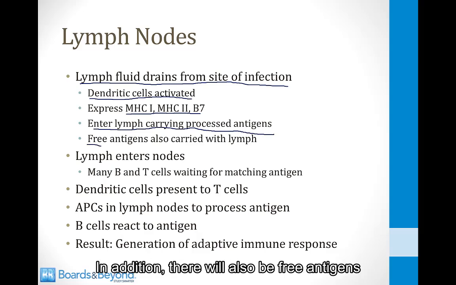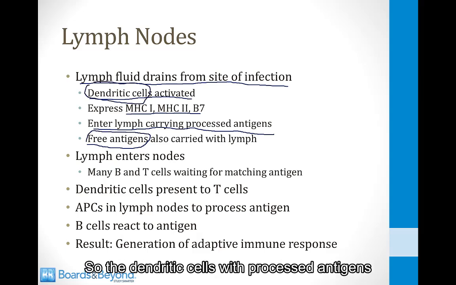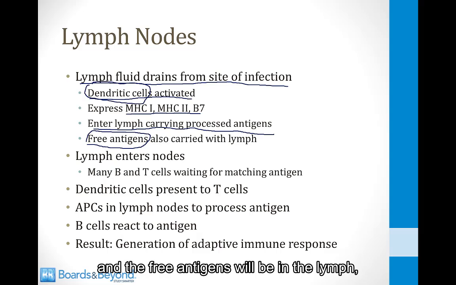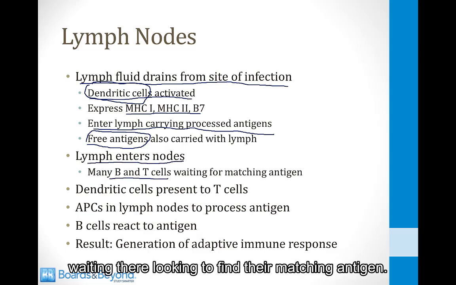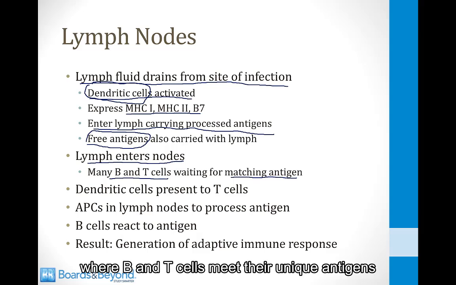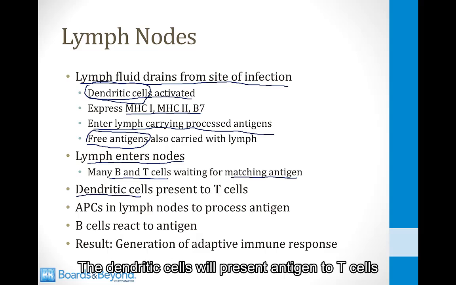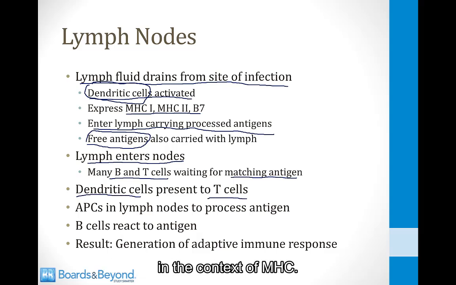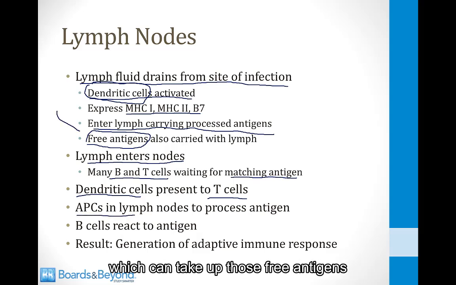In addition, there will also be free antigens that get swept along with the lymph. So the dendritic cells with processed antigens and the free antigens will be in the lymph, leaving the site of infection heading toward the lymph nodes. The lymph will then enter the nodes, and there are many B and T cells waiting there looking to find their matching antigen. You can think of lymph nodes as places where B and T cells meet their unique antigens that can stimulate them. The dendritic cells will present antigen to T cells in the context of MHC. In addition, there are antigen-presenting cells present in the lymph node which can take up those free antigens and process it and present it to T cells.